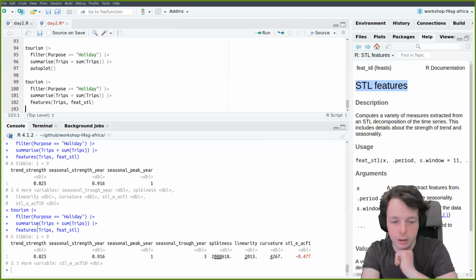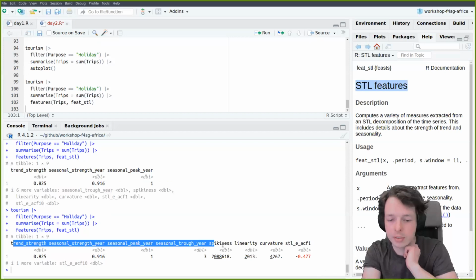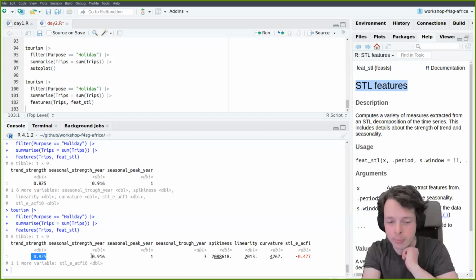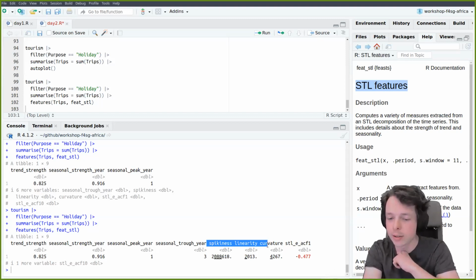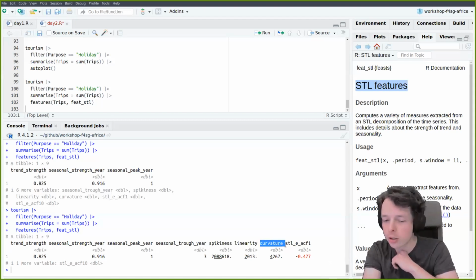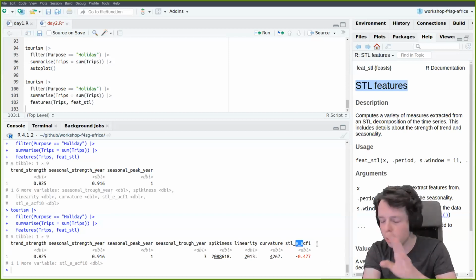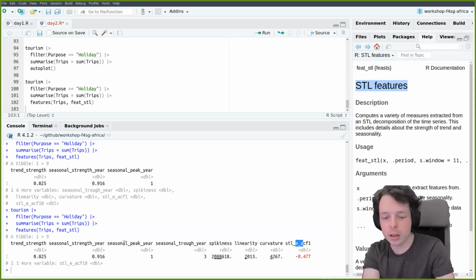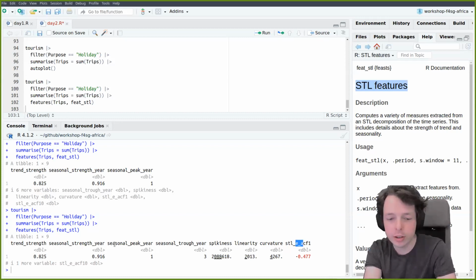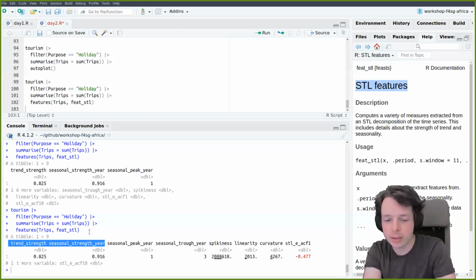And what this will give us is a table containing some summary statistics. It will tell us that the trend strength is 0.8, the seasonal strength is higher at 0.9, and the seasonal peak happens to be in the first quarter, while the trough is in the third quarter. So it tells us quite a lot of information. It also has other things that we won't get into, but spikiness, how straight it is, how curved it is, the error autocorrelation, all stuff that we don't need to worry about. But these are some useful summaries of the time series. Particularly nice is the trend and seasonal strength.